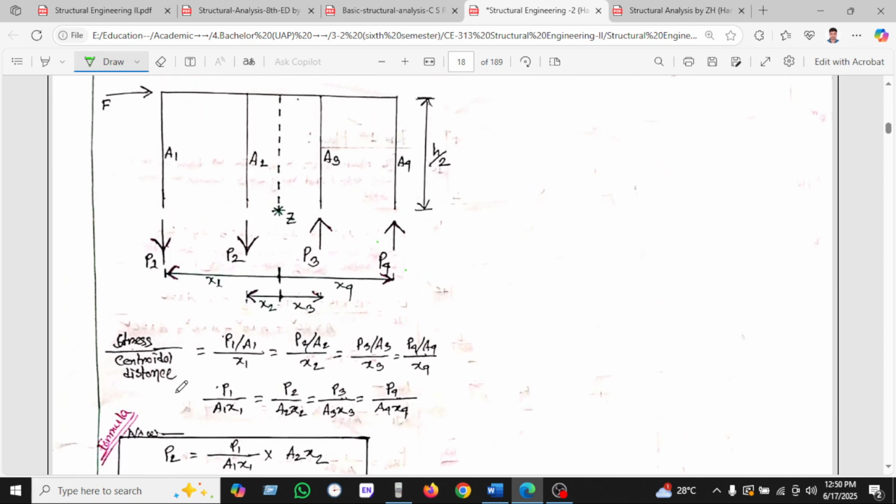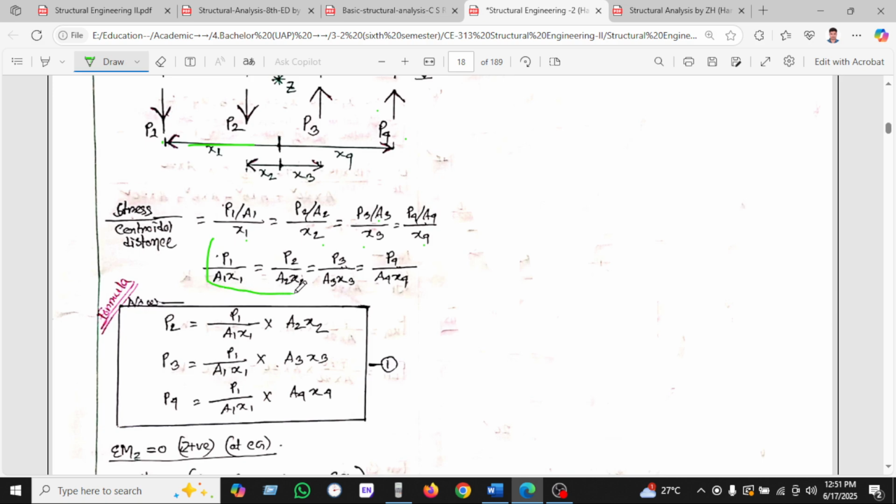We can see the stress divided by the centroidal distance. Stress means force per area. So if we take this member, it is stress, force per area, divided by x1. For the second member, it is stress P1, force per area, into x2, and for the third, force per area into x3, and force per area which is P4 divided by A4 in x4. In this case, we have rearranged and found P1 divided by A1 x1, P2 divided by A2 x2, P3 divided by A3 x3, and P4 divided by A4 x4.